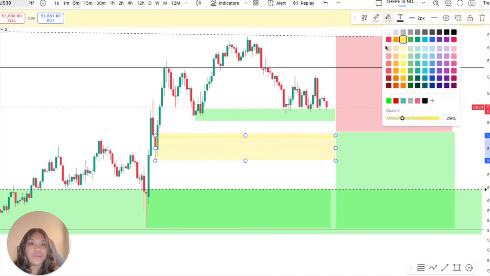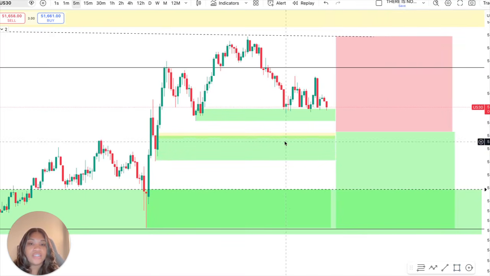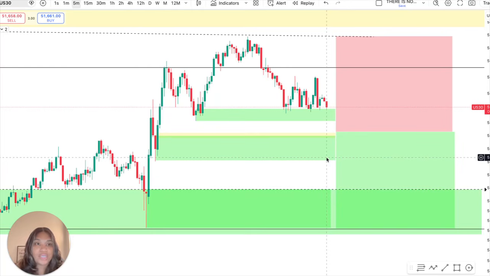So I'm looking at these two areas. One of these areas I'm going to either sell to and conclude the trading session, or I'm going to buy from one or two of these areas.